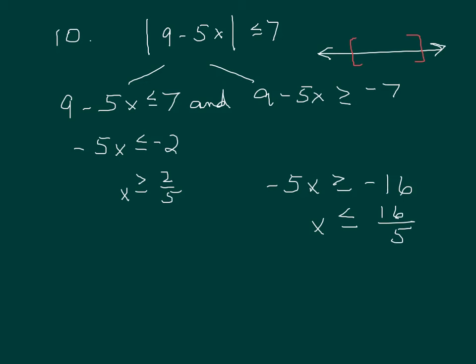So our two numbers are going to be 2/5 and 16/5. And the graph is going to be a contained interval that looks like this.